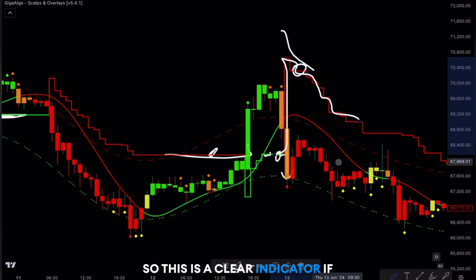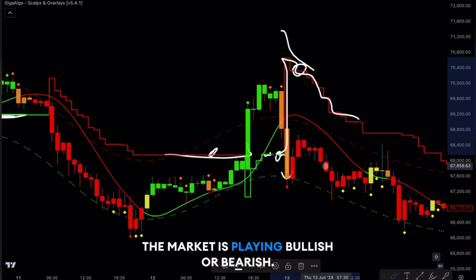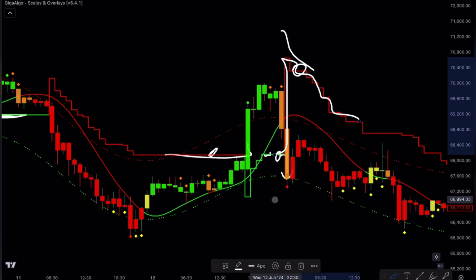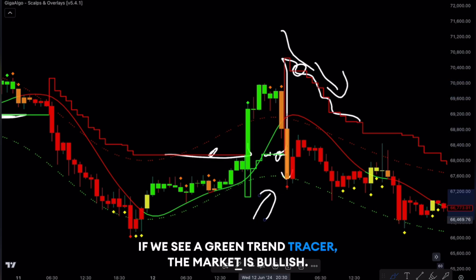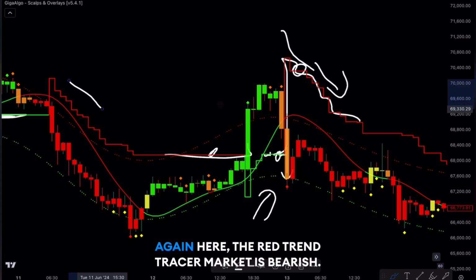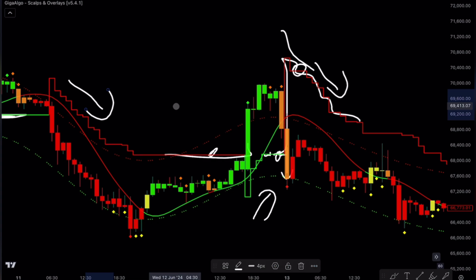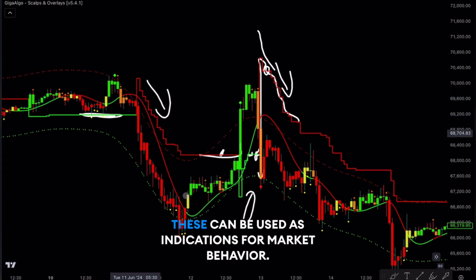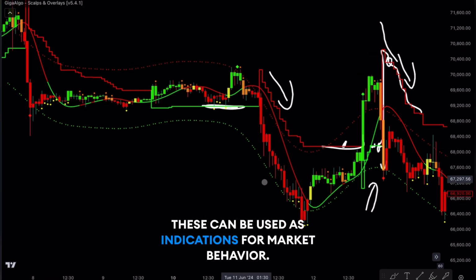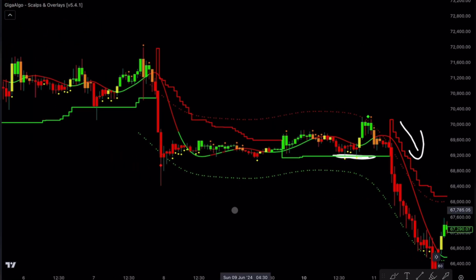So this is a clear indicator of whether the market is playing bullish or bearish. If we see a red trend tracer, the market is bearish. If we see a green trend tracer, the market is bullish. Again here, the red trend tracer, market is bearish. So these can be used as support and resistance levels. These can be used as indications for market behavior.